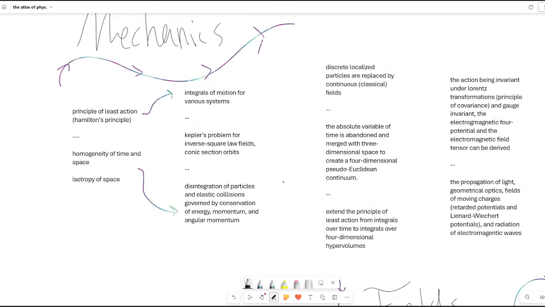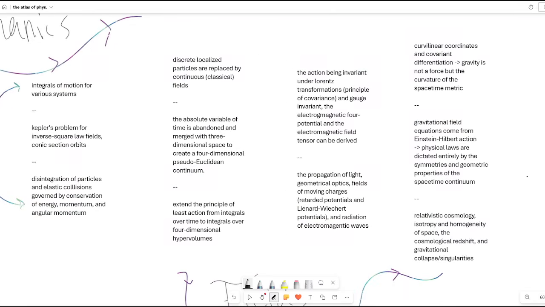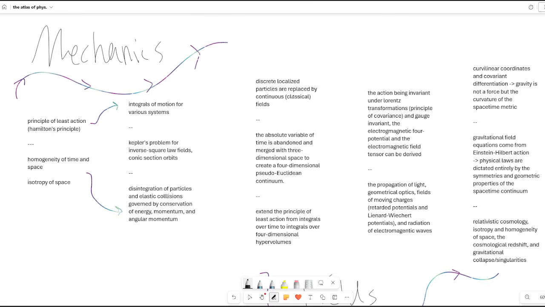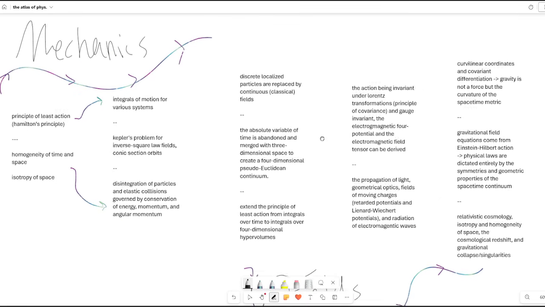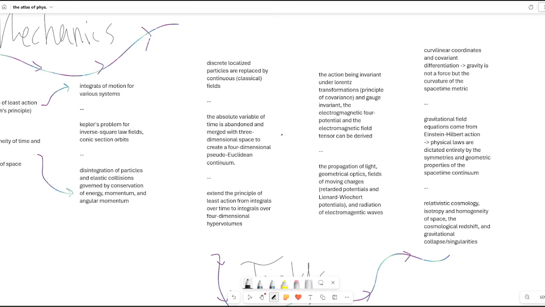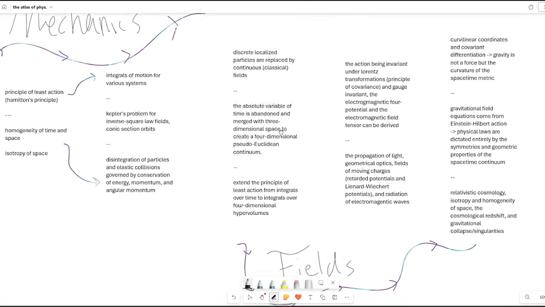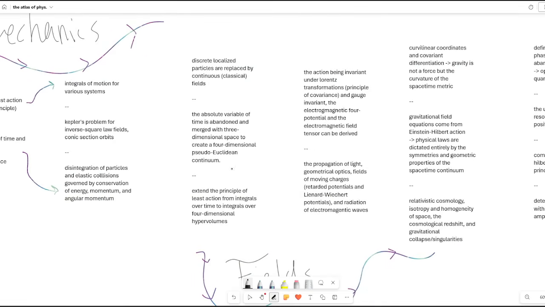Okay, now let's move on. We're going to replace particles with fields now. Particles themselves are replaced with continuous, in other words classical, fields. And the absolute variable of time is going to be abandoned for four dimensions, so the fields themselves are going to be in a four-dimensional pseudo-Euclidean continuum.